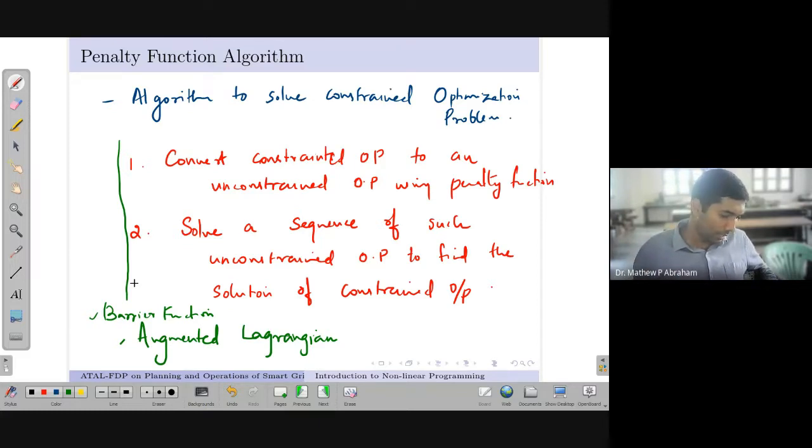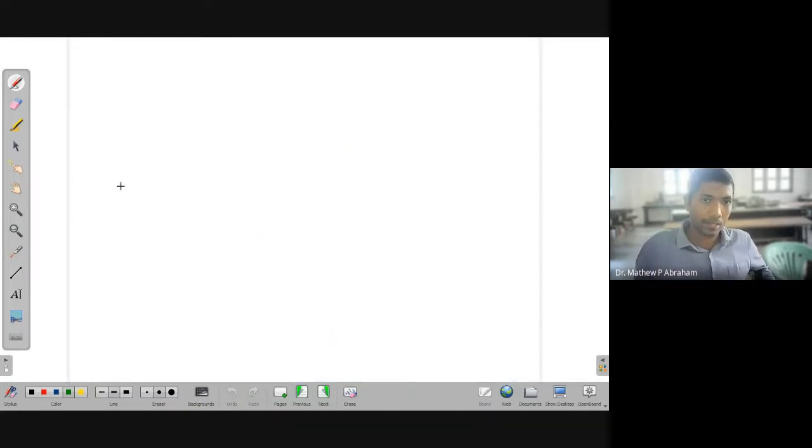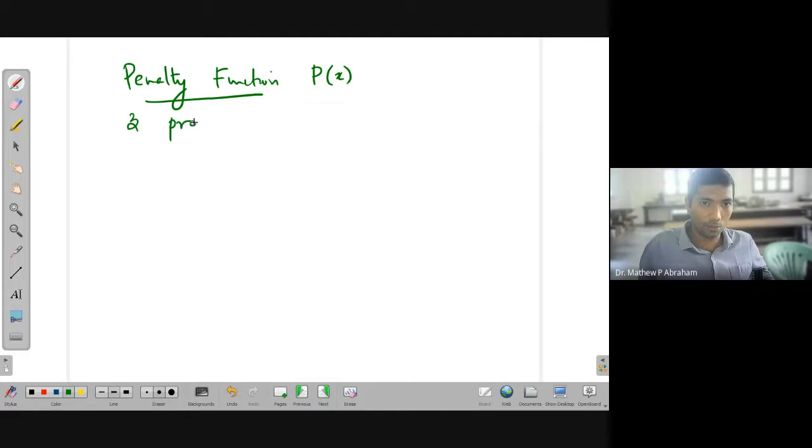So now we'll limit our discussion to the penalty function. So what is a penalty function? A penalty function is any function, I'll write it as p of x, which satisfies three properties. So there are three properties to be satisfied for a penalty function.